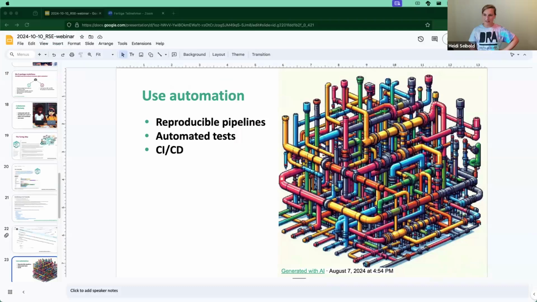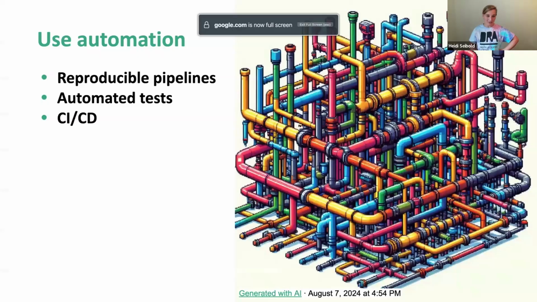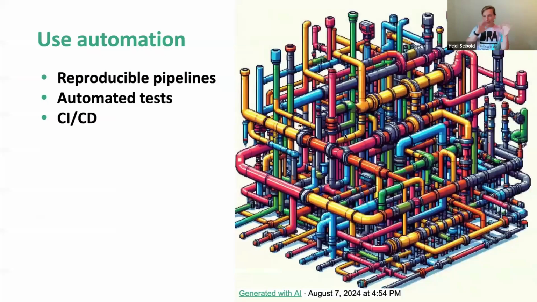All right. Okay, I'm going to start sharing my screen again and go back to the slideshow. And we're going to continue with one final block of suggestions. And this is: use automation.